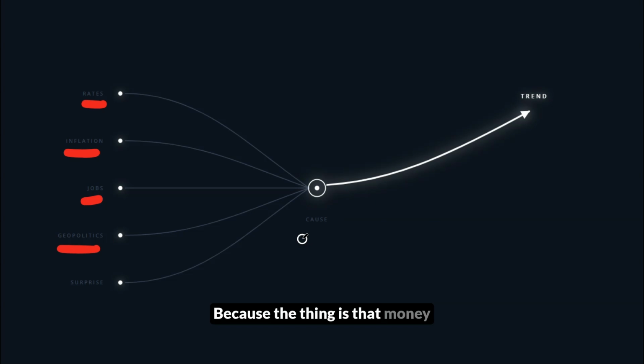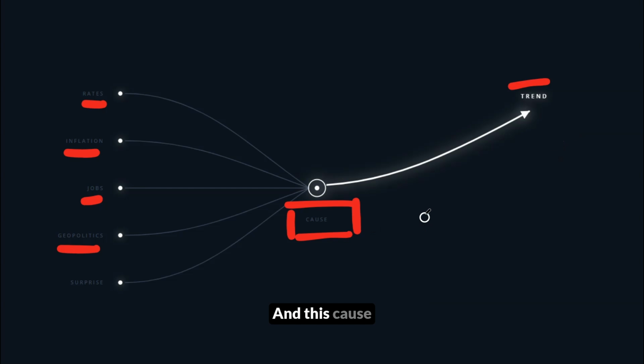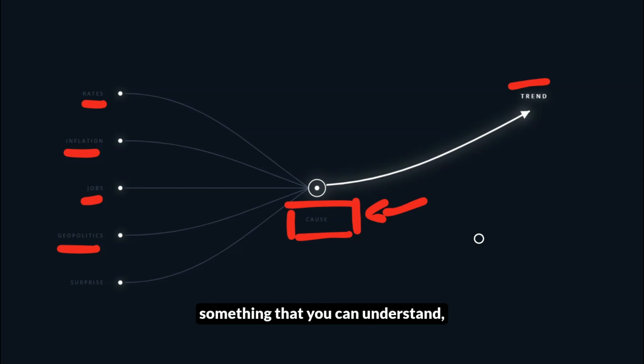Because the thing is that money does not move randomly. The big funds, big speculators, don't move their funds around the markets, around currencies for no reason, or just because the chart has printed a bullish engulfing pattern or a pin bar or whatever, or the block. Funds move around for a real event, a real cause that shapes expectations for what is going to happen next. And this cause is something that you can study, something that you can understand. And it's exactly what I'm about to show you in the next couple of hours.